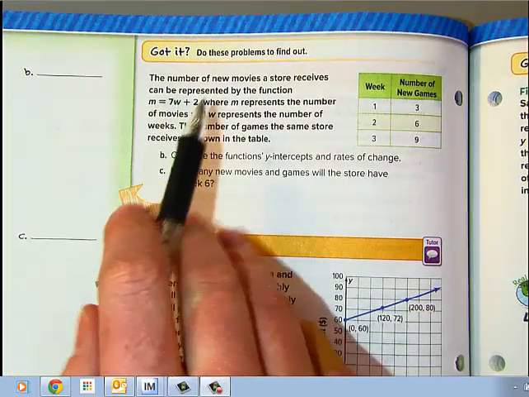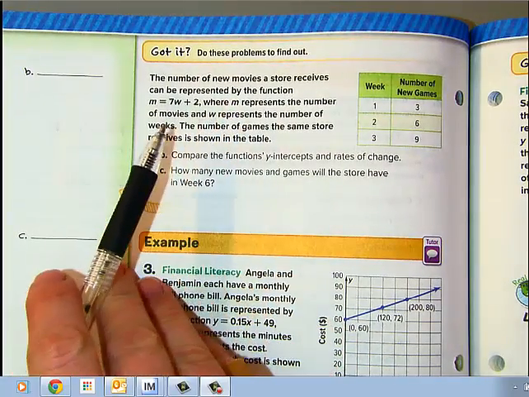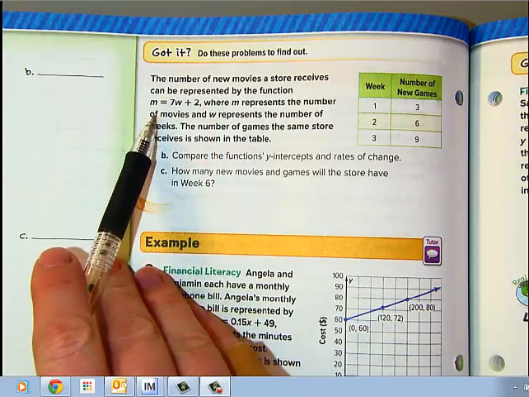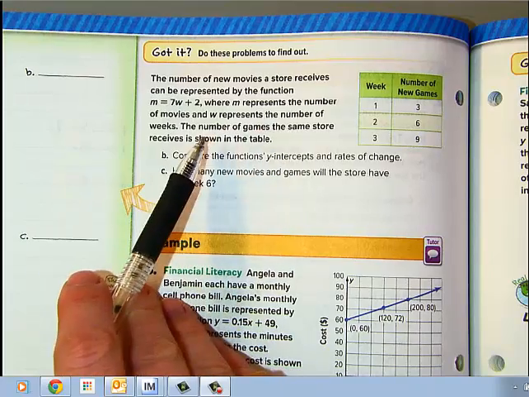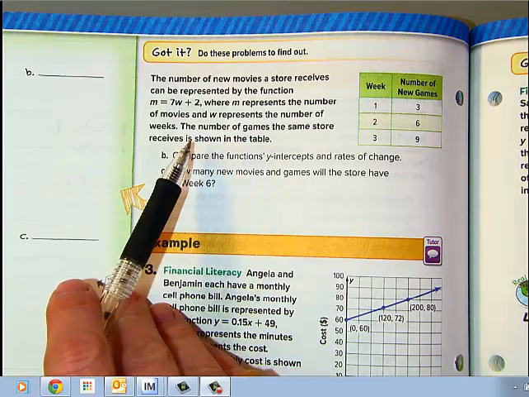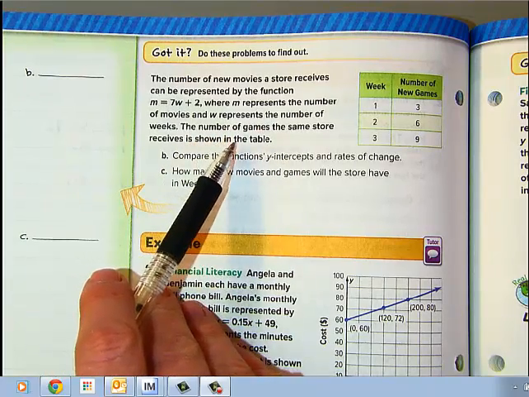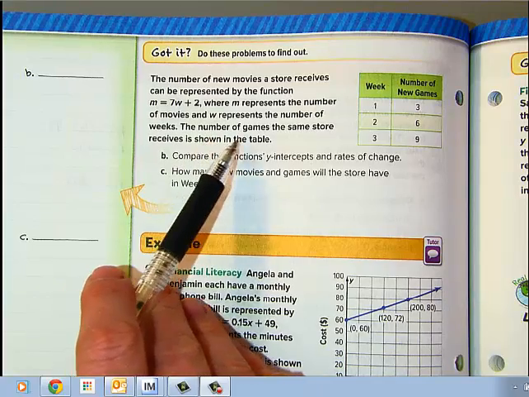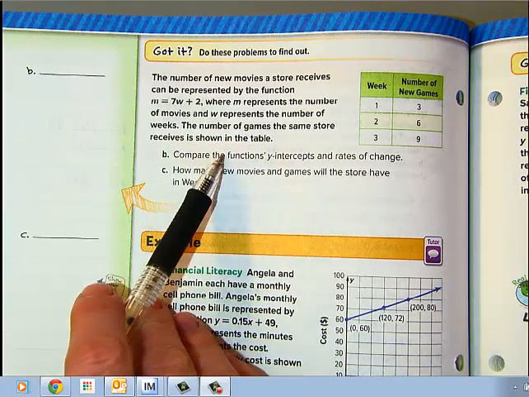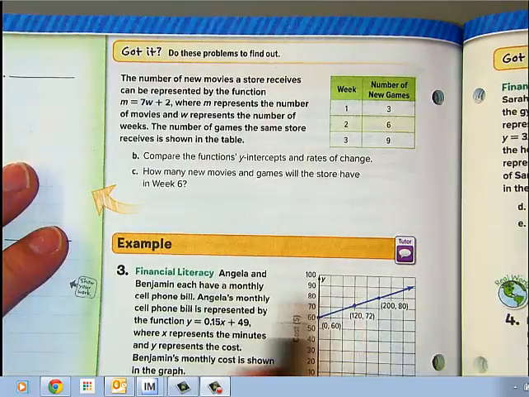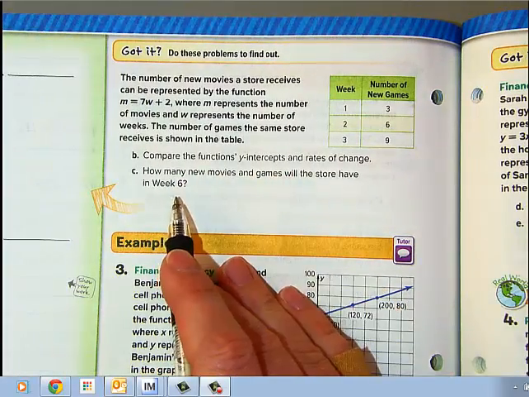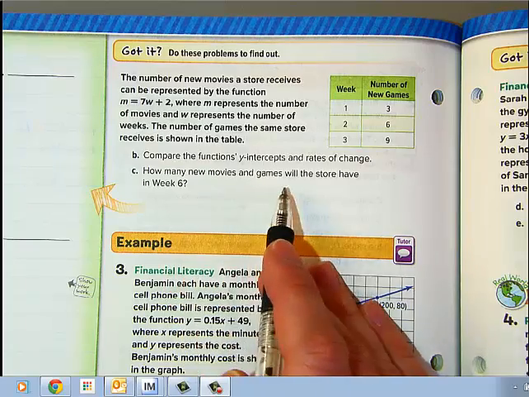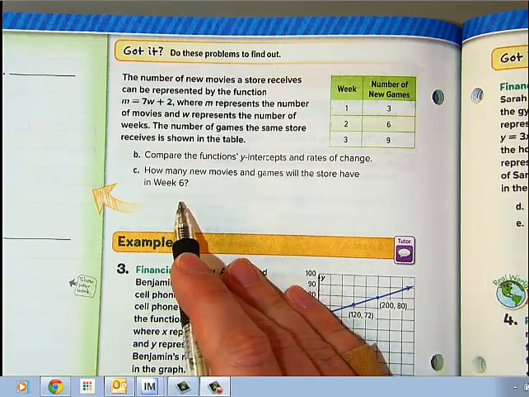Basically, it says the number of new movies a store receives can be represented by the function m for movies, is 7W plus 2, where m represents the number of movies, W represents the number of weeks. The number of games the same store receives is shown in the table. Okay, so compare the function y-intercepts and rate of change. How many new movies and games will the store have in 6 weeks?